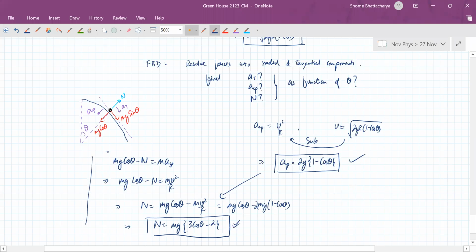And along the tangential axis, we have only one force, the component of mg. So this gives us the tangential acceleration as a function of theta, g sin theta. So now we've got centripetal acceleration, tangential acceleration, and normal reaction, all as functions of theta. So that was the second part.